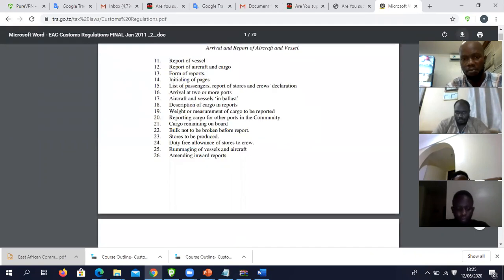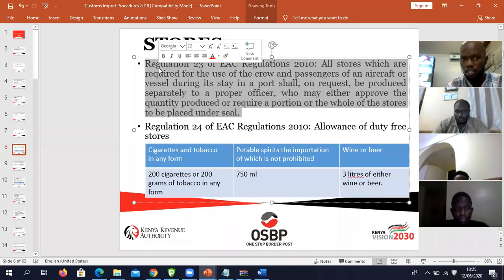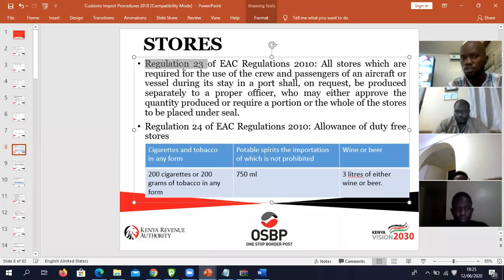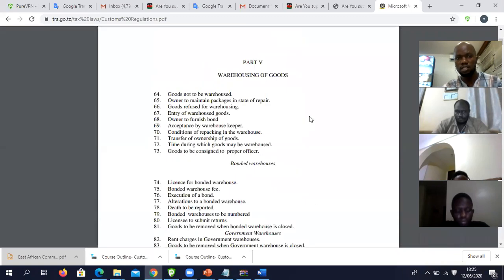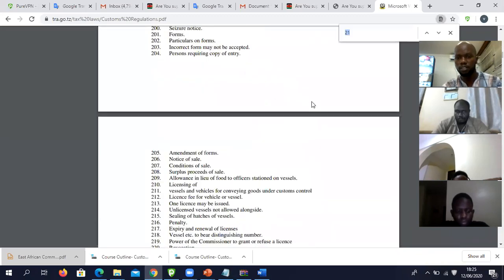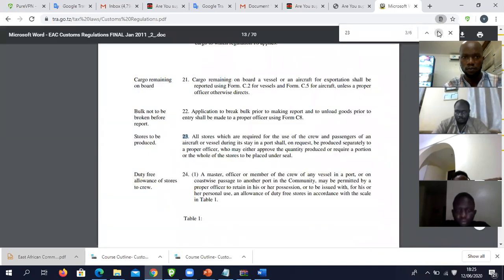So the part we were talking about was 23. Regulation 23, as you can see from here. So let's move to Regulation 23. Stores to be produced. You can see that clearly. It's talking about stores to be produced. So let's just scroll down to 23. Let me use control find. 23. Stores to be produced.